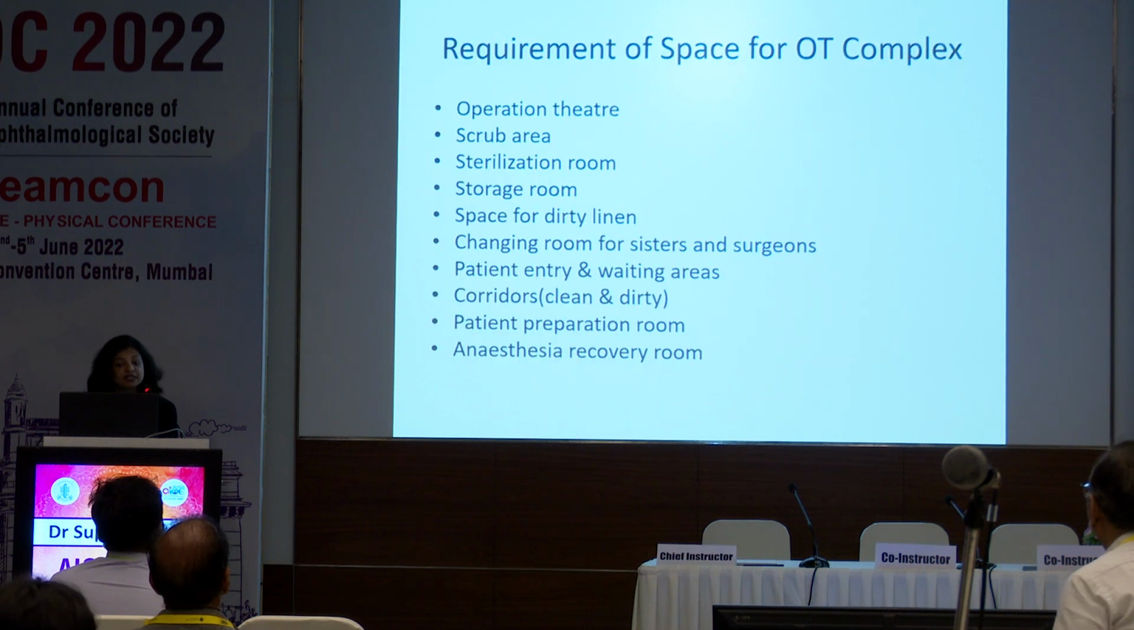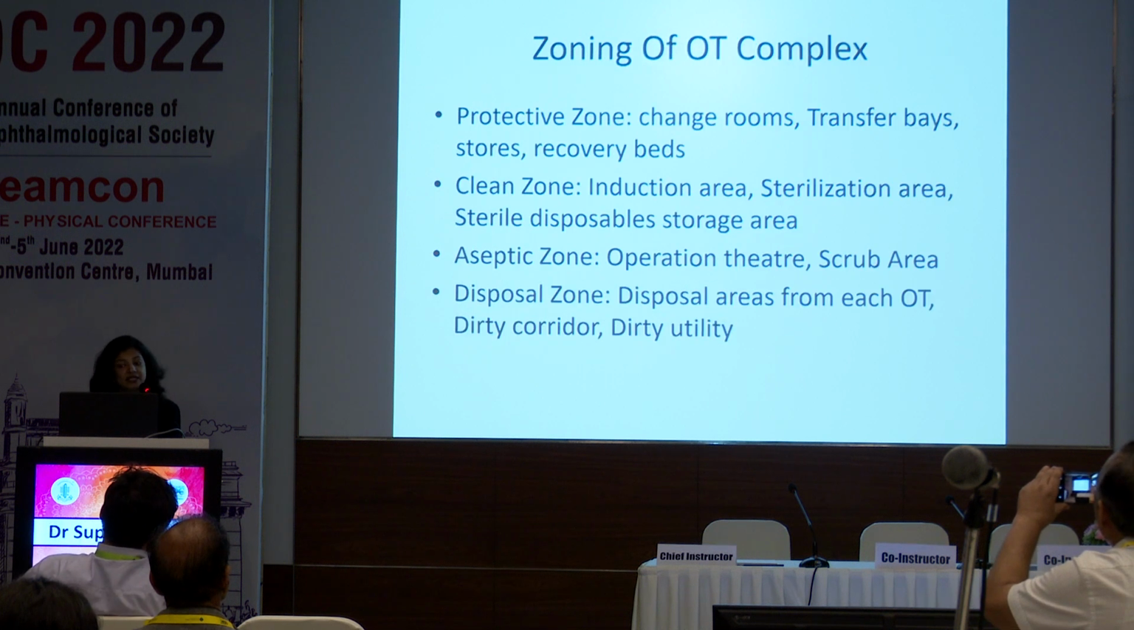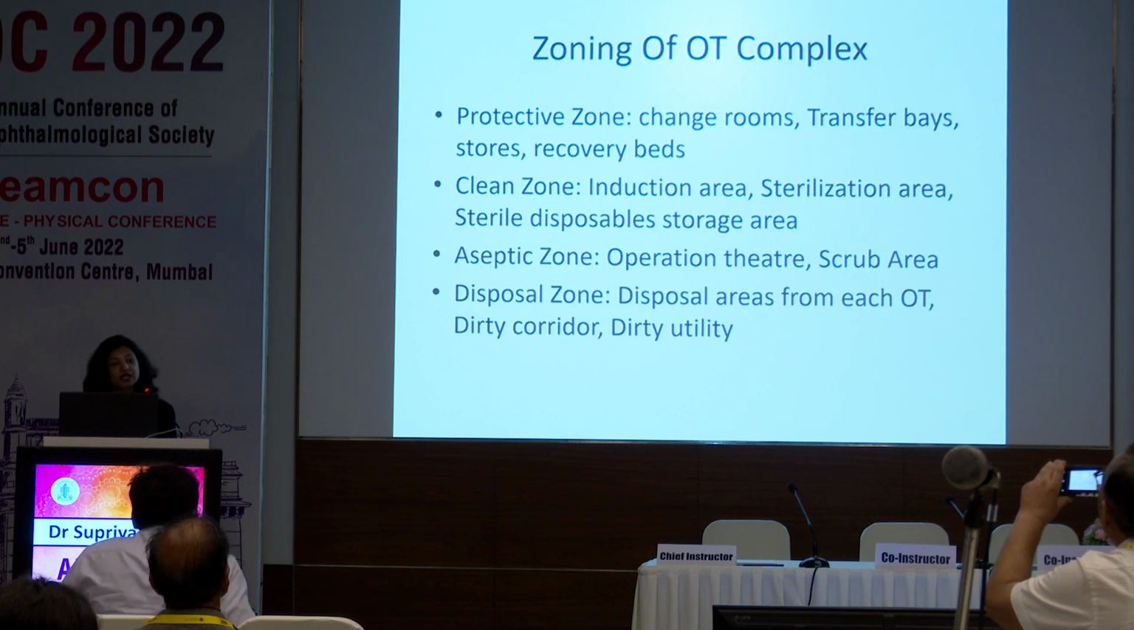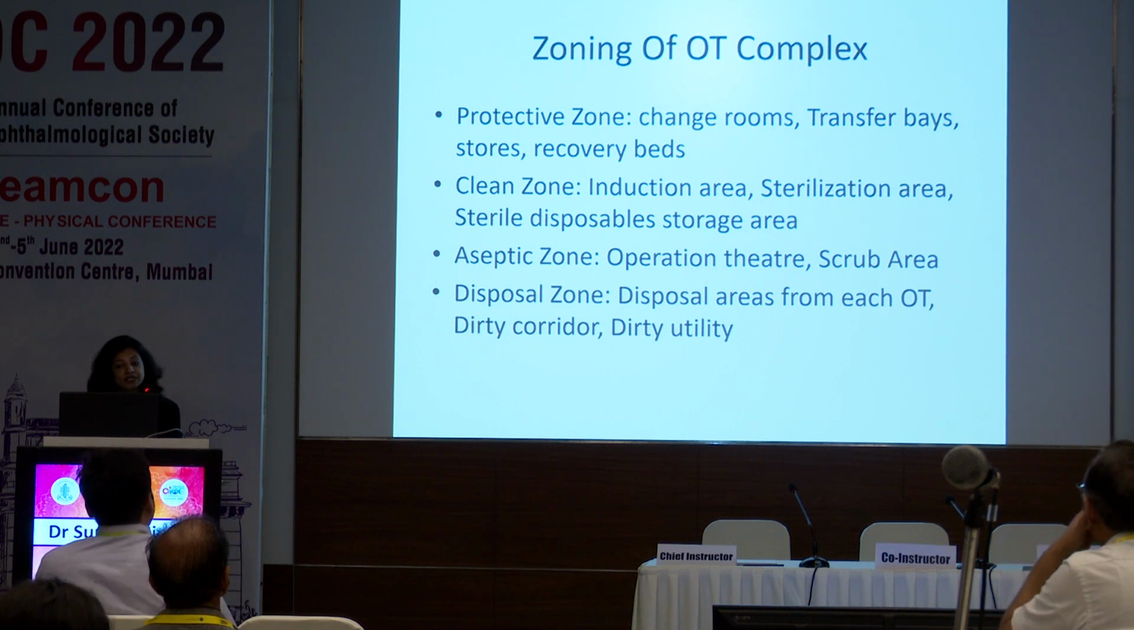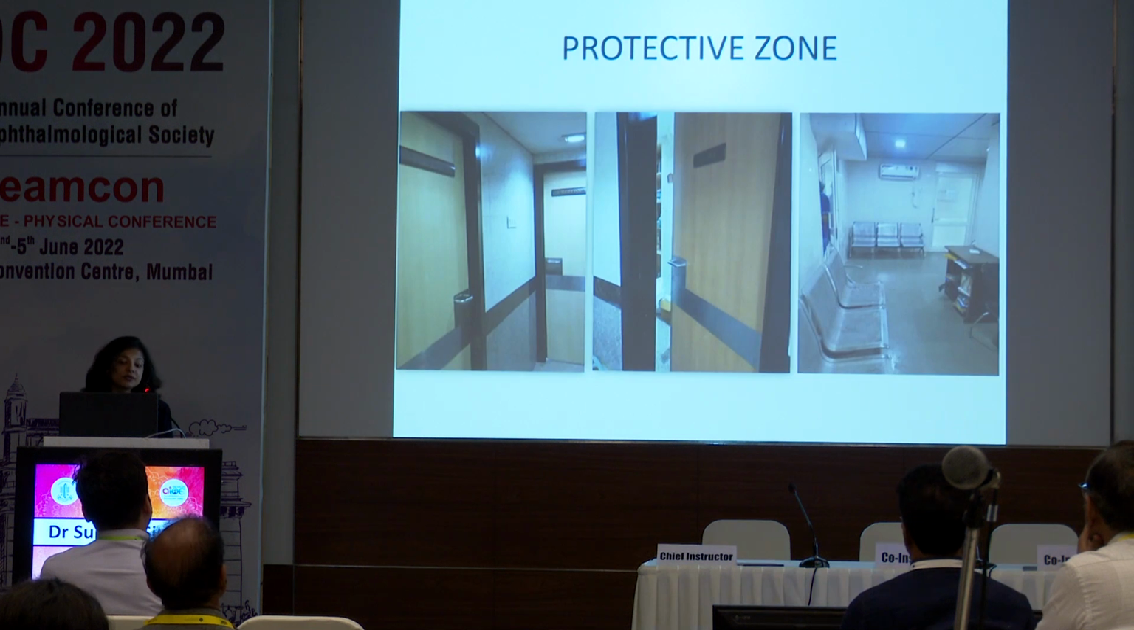An OT complex comprises of an operation theatre, scrub area, sterilization room, storage room, patient preparation room, changing room and anesthesia recovery room. All these areas are divided into different zones. So what are zones? Zones are areas of varying degrees of sterilization in which bacteriological count decreases from outer to inner zones. Now, the OT complex is basically divided into 4 zones: protective zone, clean zone, aseptic zone, and disposal zone. The protective zone comprises of changing rooms for surgeons and staff, storage area, and transfer base.